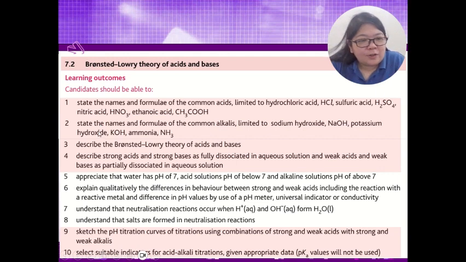Second one is you have to state the names and also formula of common alkalis limited to sodium hydroxide, potassium hydroxide, and also ammonia. The third one, you have to be able to describe the Bronsted-Lowry theory of acids and bases. Then number four, you must be able to describe strong acids and strong bases as fully dissociated in aqueous solutions, and also weak acids and weak bases as partially dissociated in aqueous solution.